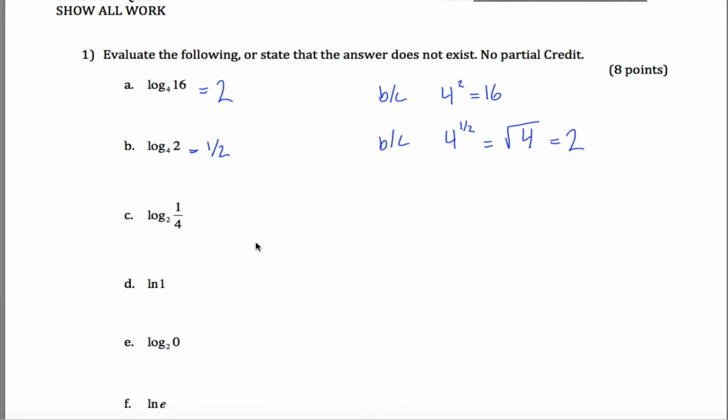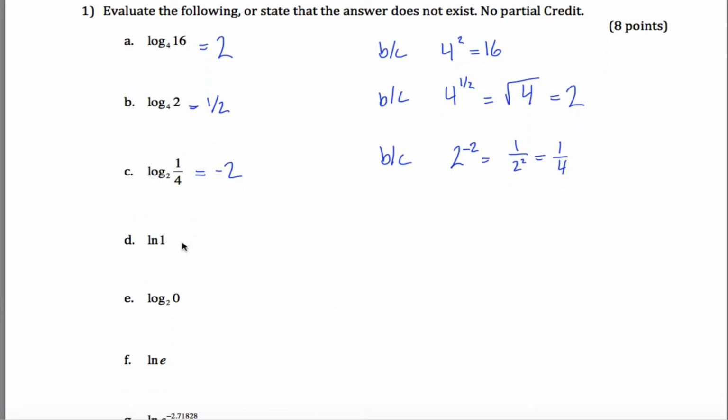The log base 2 of 1/4. One's a little bit tricky. What power do you have to raise 2 to make it equal to 1/4? Well, the answer is -2. And the logic is that 2 to the -2 power is the same as 1 over 2 squared, and 2 squared is 4. So 2 to the -2 is the same as 1/4.